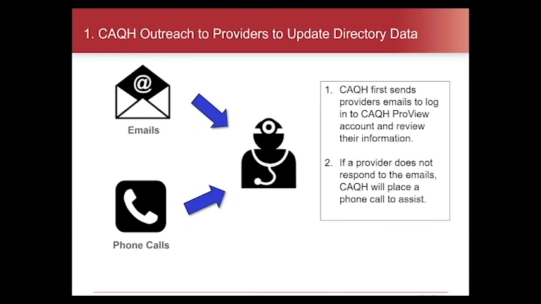So first of all, let's talk about the outreach process. In terms of the main outreach process, we're actually very much relying on what we're used to from a ProView standpoint, which is email outreach that's done regularly to all of our providers to get them to update and attest their information in ProView, so all of that background information. We will continue leveraging the standard outreach of emails. Most of our providers are used to engaging with us that way and doing updates.